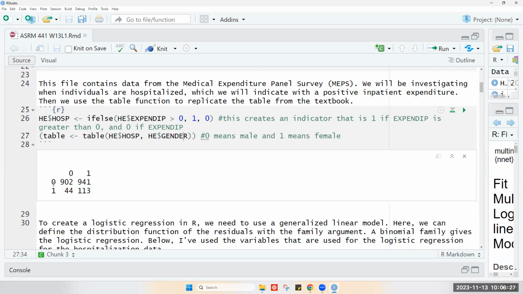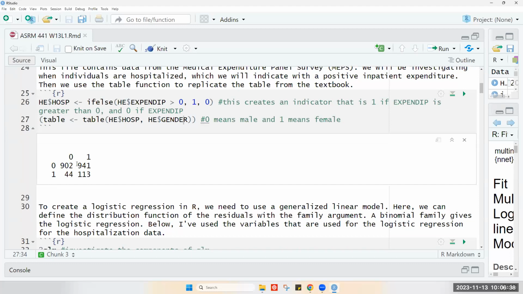It should sort of make sense because there's about equal amount of men and women, but there's a lot more people that are not hospitalized than are hospitalized. So, for example, this value here means that there were 941 females that were not hospitalized.